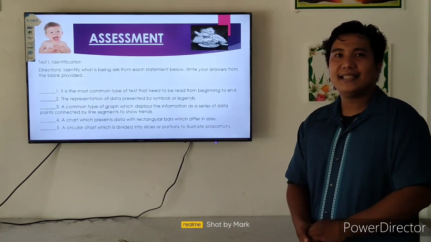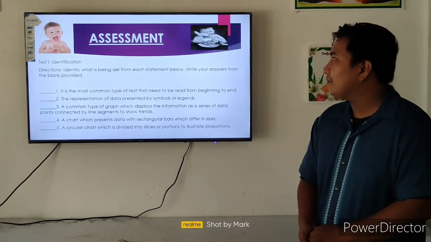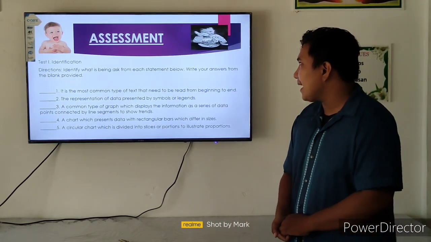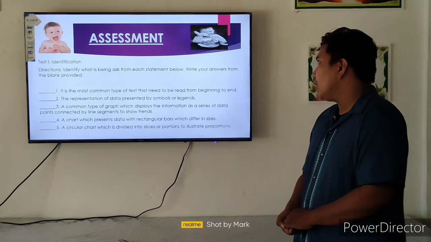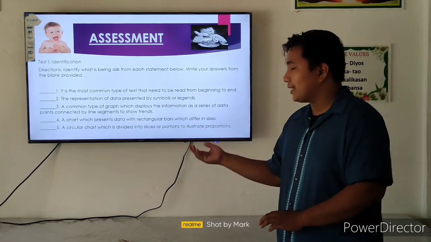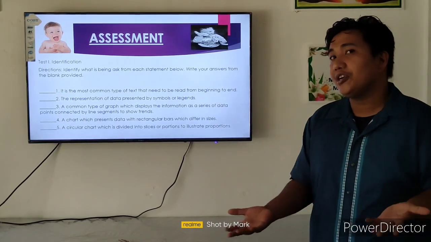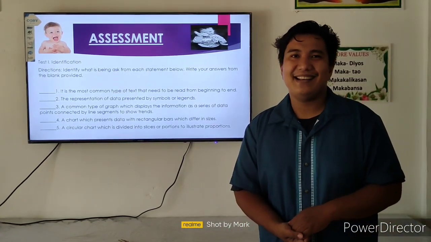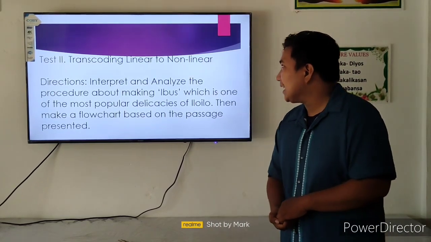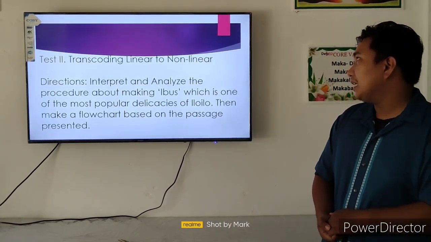In the assessment part, they have to read the direction: identify what is being asked from each statement below. Write your answers in the blank provided. They have to answer these based on the things that we have learned about linear and nonlinear text. The second part of the test is transcoding linear to nonlinear text.